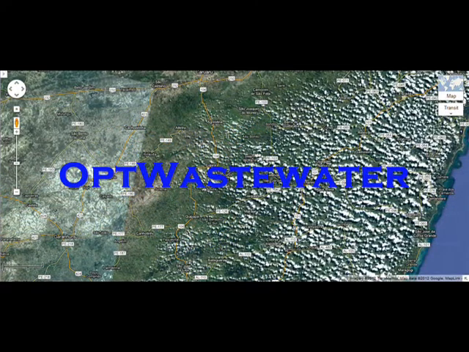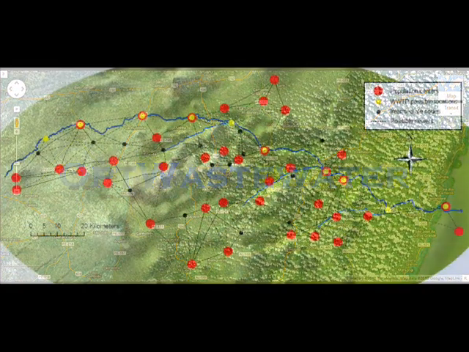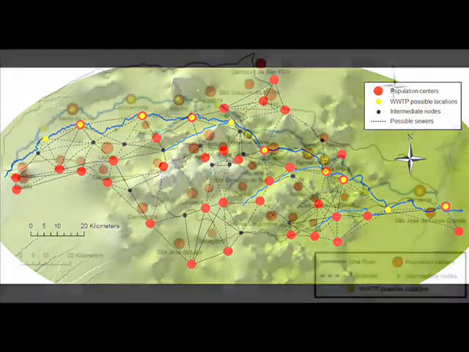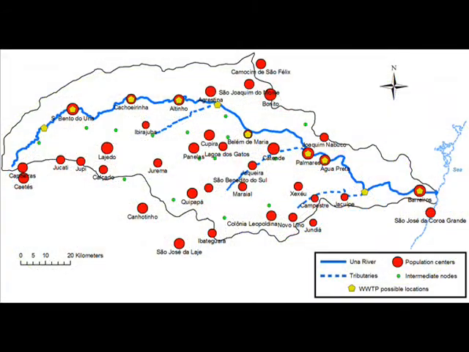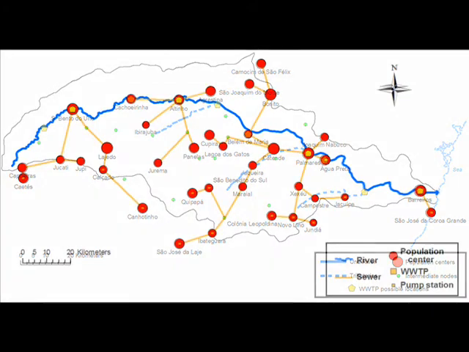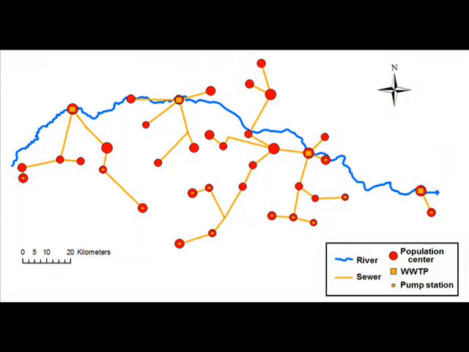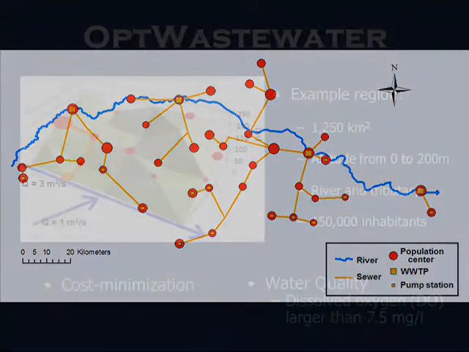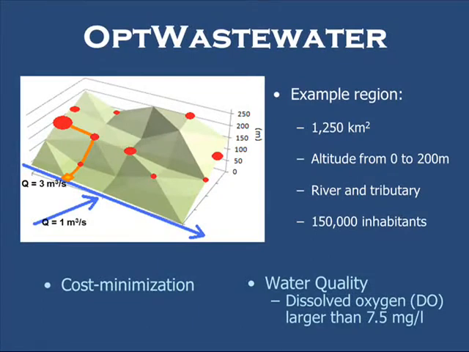OptWastewater can be applied to real-world regions to find the optimal configuration of their wastewater systems. It takes into account all the relevant economic and environmental concerns. The following tutorial will show the application of OptWastewater. A small example to mimic a real-world situation is used.